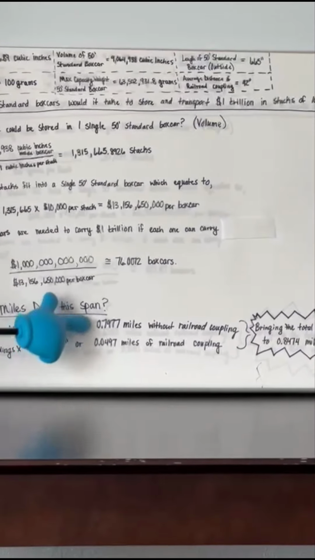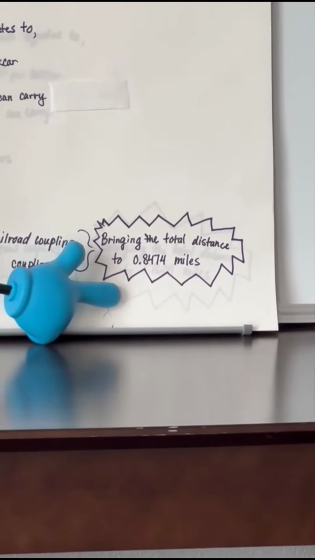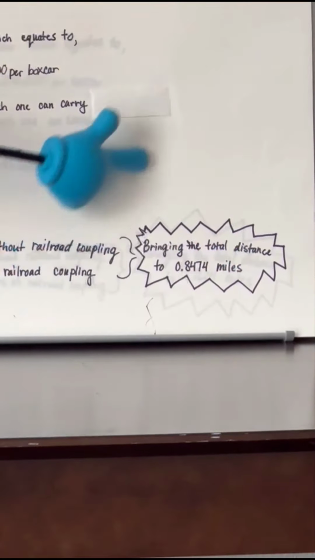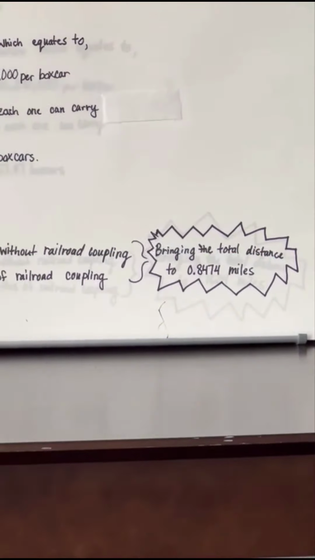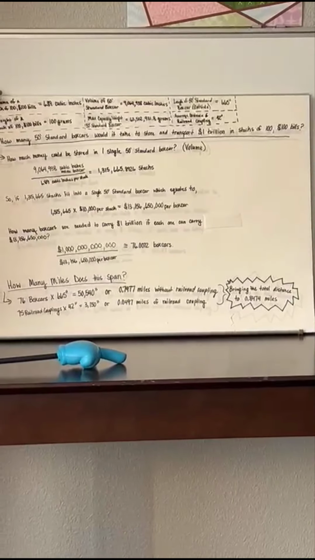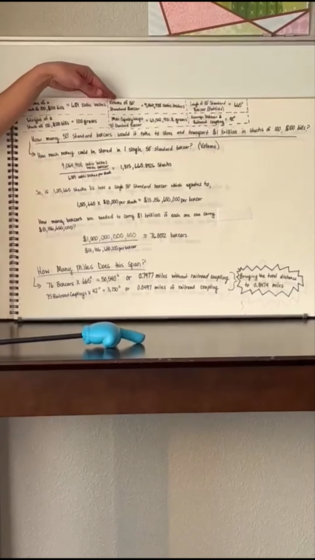If we add those two miles together, this brings us to a total distance of 0.8474 miles that $1 trillion would span if we were to put it into 50-foot standard boxcars and stacks of $100 bills.